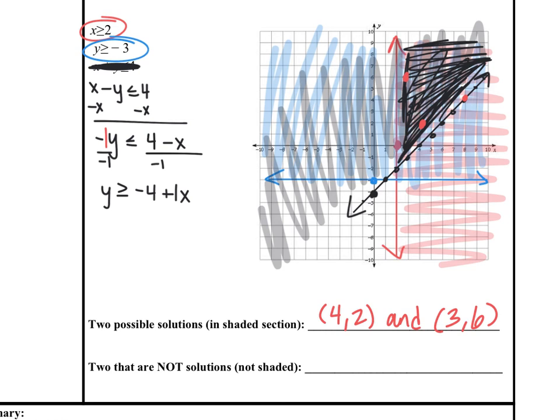And then two that are not solutions, so stuff in a not shaded region, be stuff like out here, or even out here, even though it's overlapping with two things, because it's not where they all overlap, those are not solutions to the whole system. So 6, -6, and -4, 3. Those would be ones that are not solutions because they're not in the overlapping region in the part that's shaded. That's it.